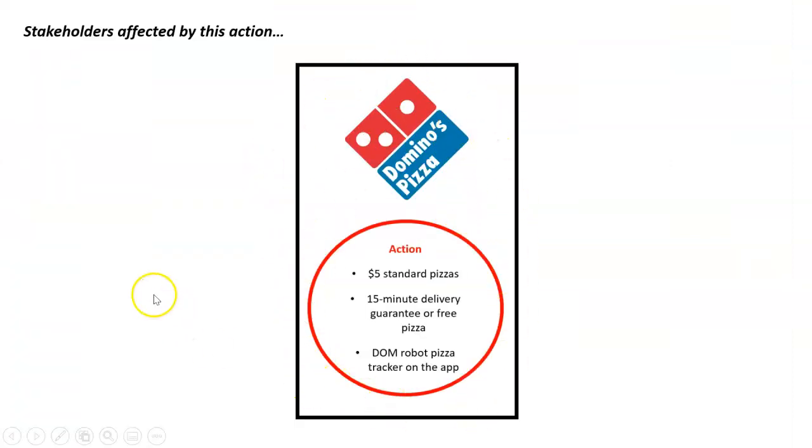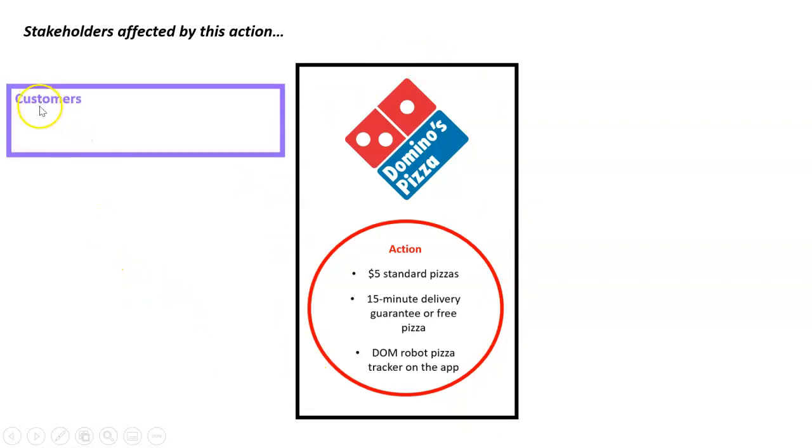Who are the stakeholders that are affected and how are they affected? Well, the stakeholder that we spoke about was customers. They're very happy, cheaper pizza. But they might be also even happier that they're going to get faster delivery or a free pizza. There's no real negatives here for customers. They win in this case. I can't really think of anything that they would be unhappy with this.